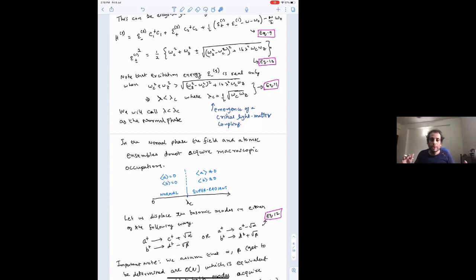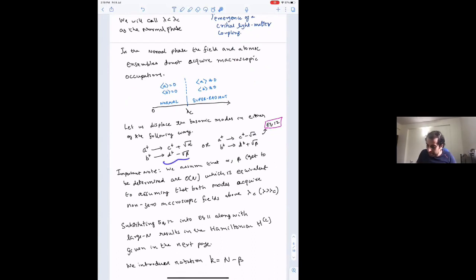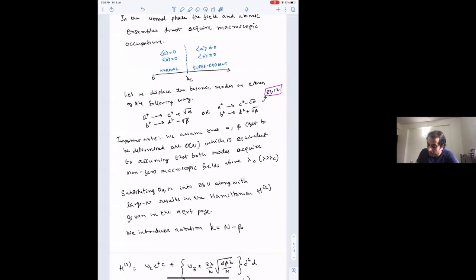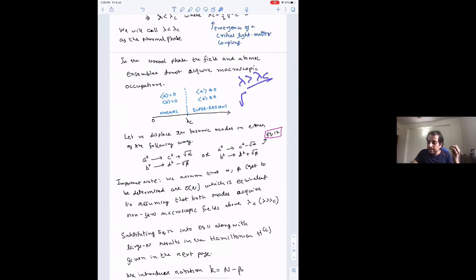Okay, so now we go to the next phase. What happens when lambda is greater than lambda c? When lambda is greater than lambda c, you basically try to do the same, some background plus fluctuation. I hope the procedure is clear. Don't worry, the calculations are outlined here. But now, when lambda is greater than lambda c, can I get some non-zero values of alpha and beta? If lambda is greater than lambda c and it turns out that alpha and beta are non-zero, then that means we have some transition, right?